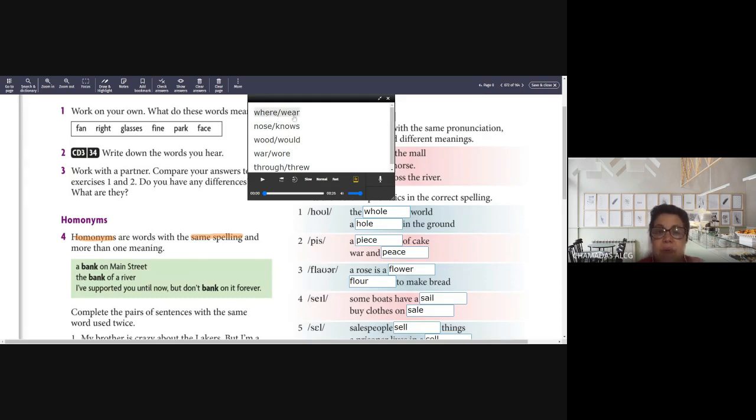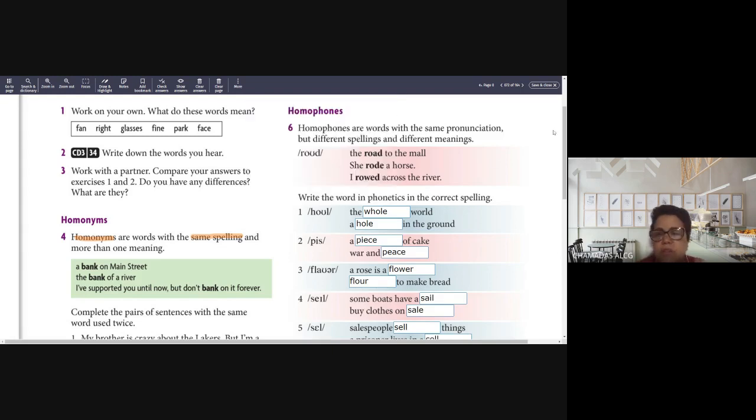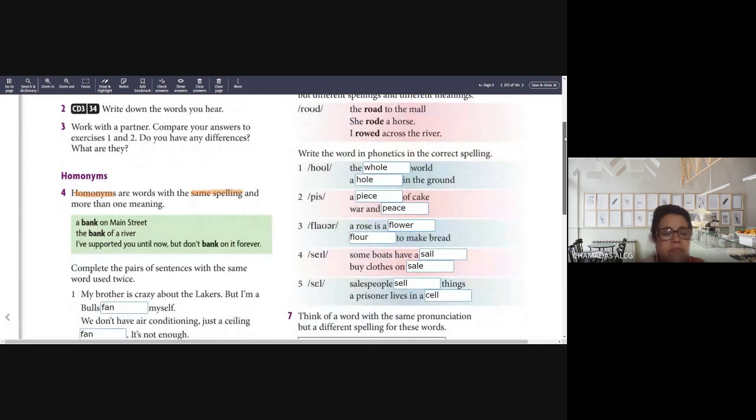Where, nose, wood, war, through. Okay? So they give us a lot of examples there of homophones.